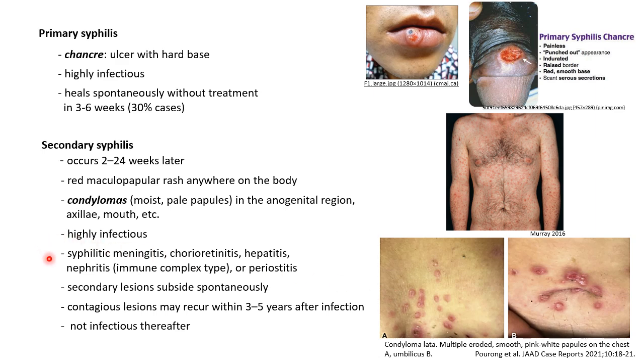The patient may experience syphilitic meningitis, chorioretinitis, hepatitis, nephritis of the immune complex type, or periostitis, which would be the inflammation of the periosteum covering the bone. The secondary lesions subside spontaneously, but contagious lesions may recur within 3 to 5 years after infection. It is said not to be infectious thereafter.